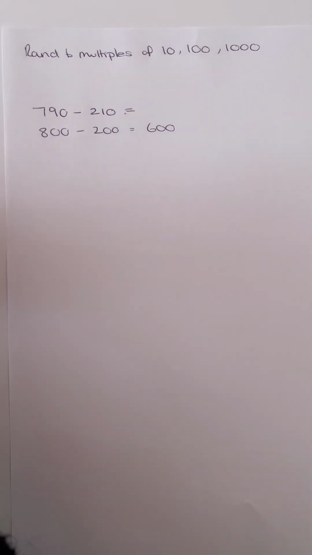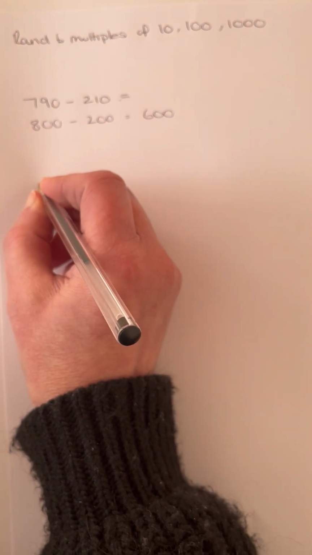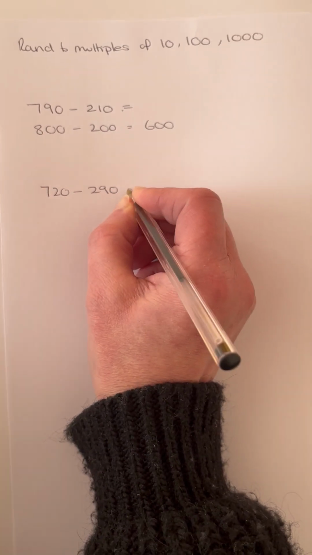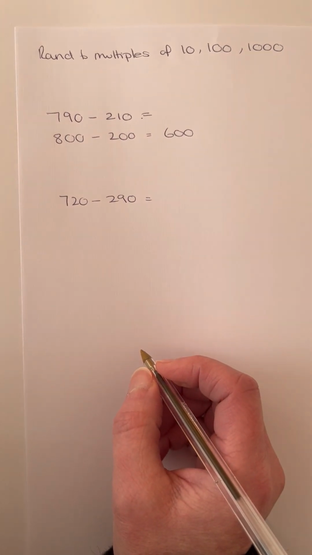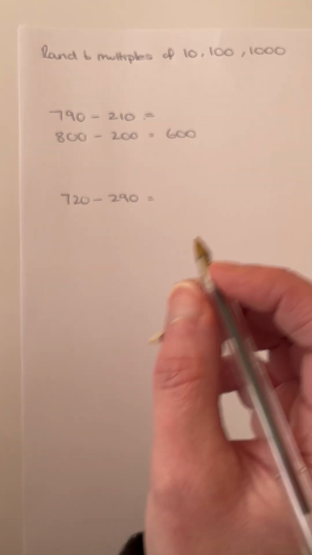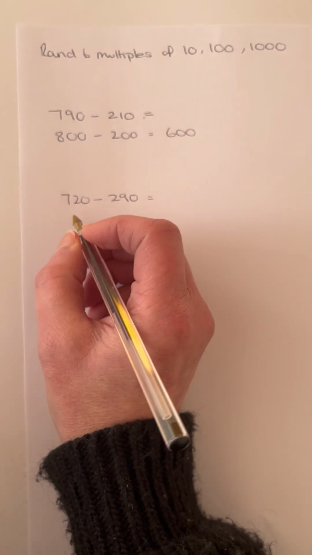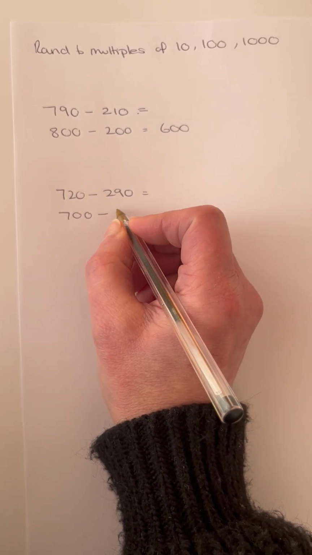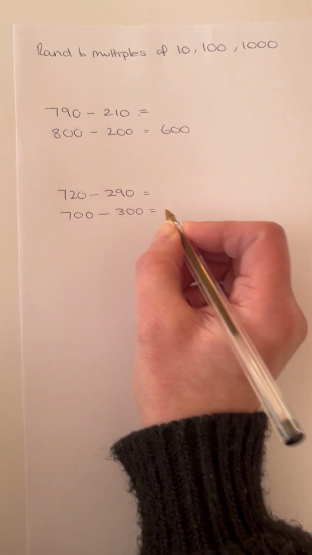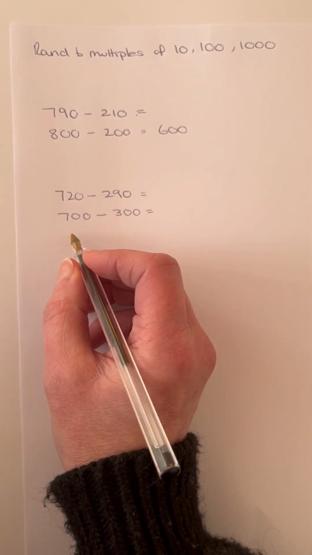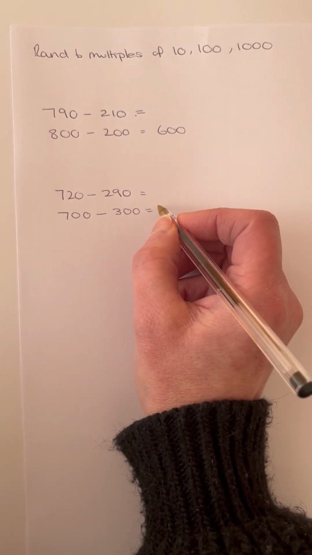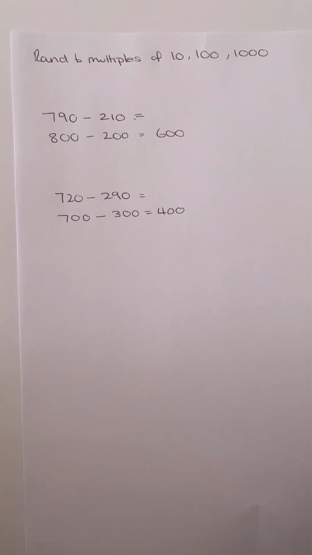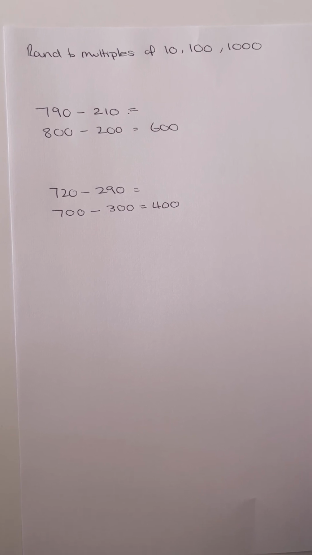So we'll look at another one. If I'm looking at 720 minus 290 equals, if I round these again to the nearest 100, 720 becomes 700 and 290 would become 300. So I can easily do that calculation in my head now. 700 minus 400. So my answer needs to be roughly 400.